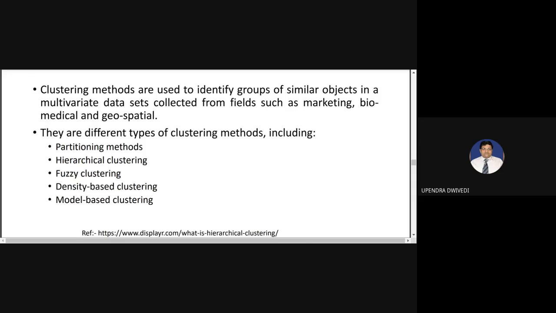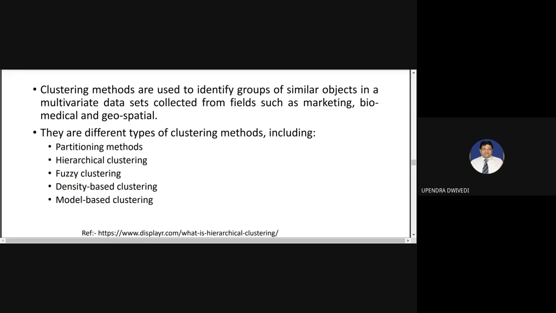Clustering methods are used to identify groups of similar objects in a multivariate data set, for example in marketing, biomedical, and geospatial fields. There are different types of clustering methods. I have listed down some clustering methods: partitioning method, hierarchical clustering, fuzzy clustering, density-based clustering, and model-based clustering.